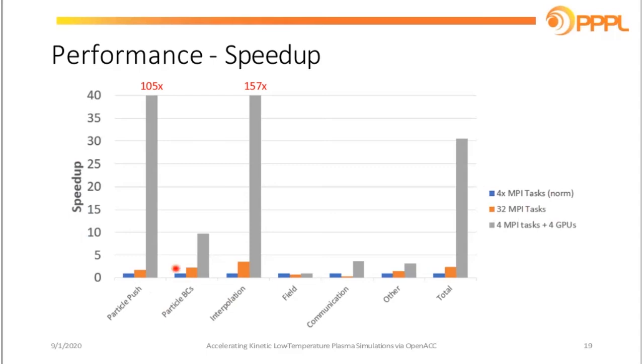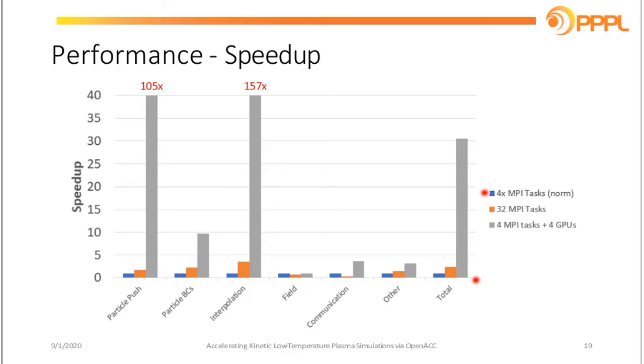Particle boundary conditions, there's some communication in here from moving particles between different processes that causes a bit of a slowdown. And other aspects of MPI communication are encompassed here. Other here includes diagnostics, and the field solver here is actually only being performed on the CPU in this case, so there's not really a significant speed up.